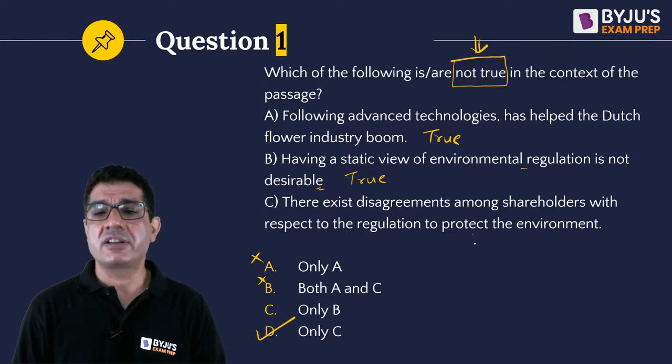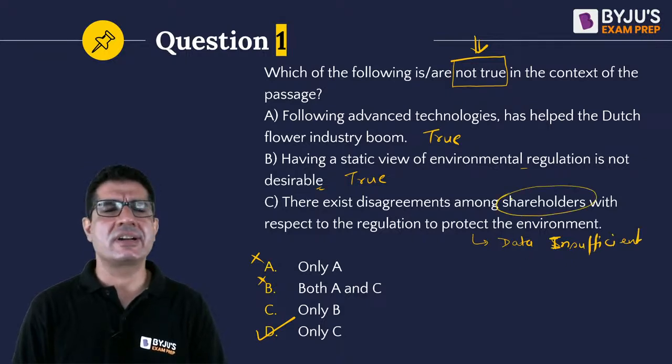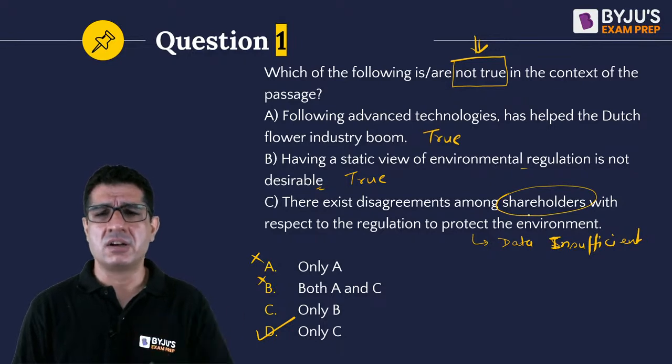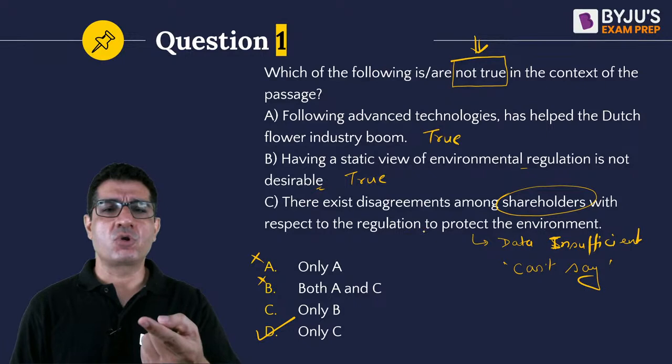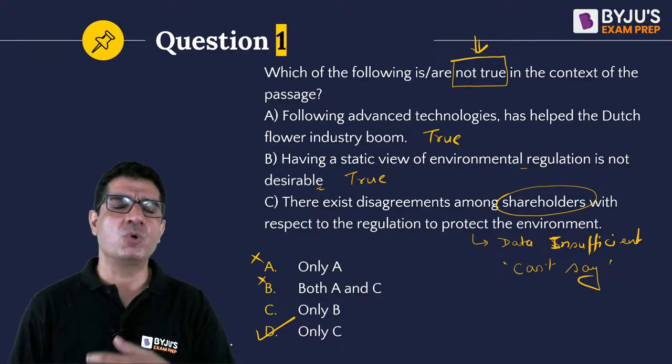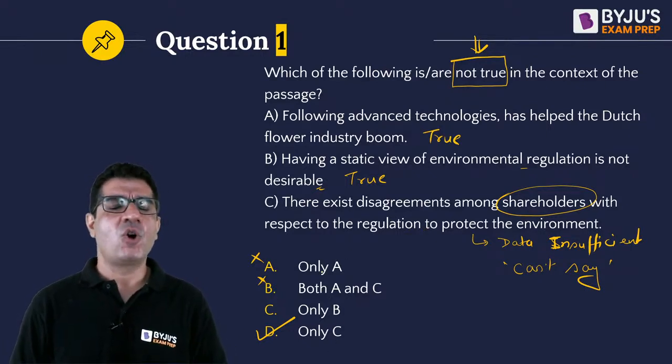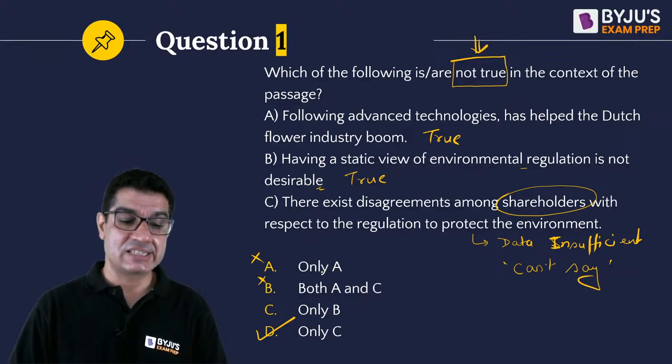On the other hand, when it comes to C, can I say it is one of those situations where the data provided are insufficient? There is nothing that has been talked about with respect to the shareholders and whether there are agreements or disagreements in a particular request. And therefore, the correct label that we apply on C will be can't say. So A and B are true, C is not true. That is why our answer is option D, only C.